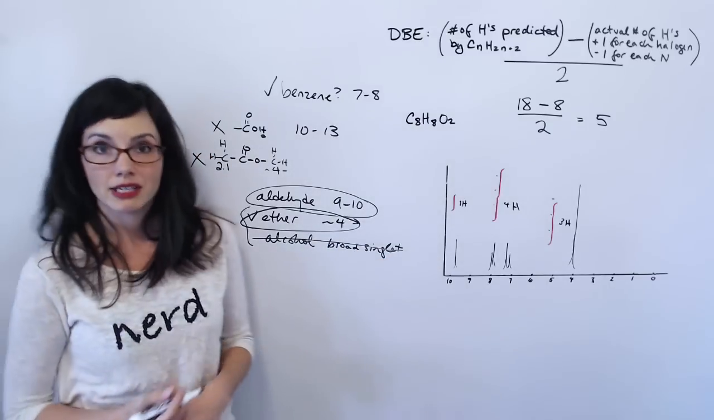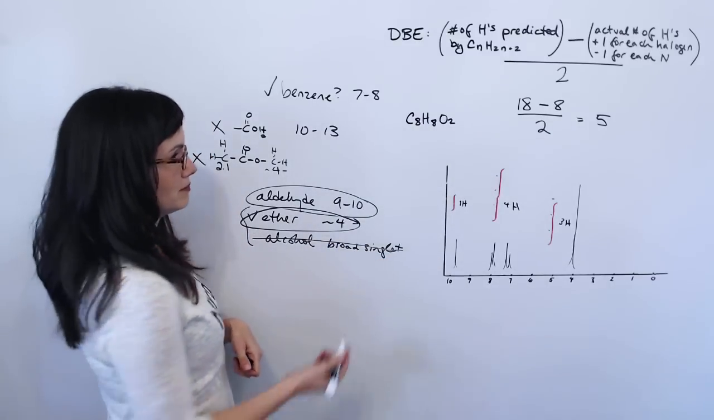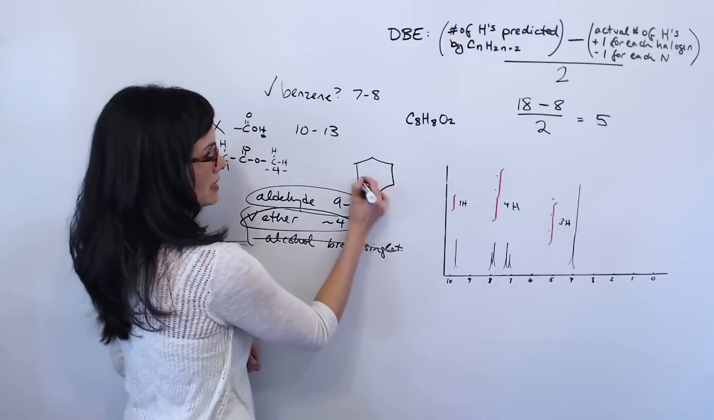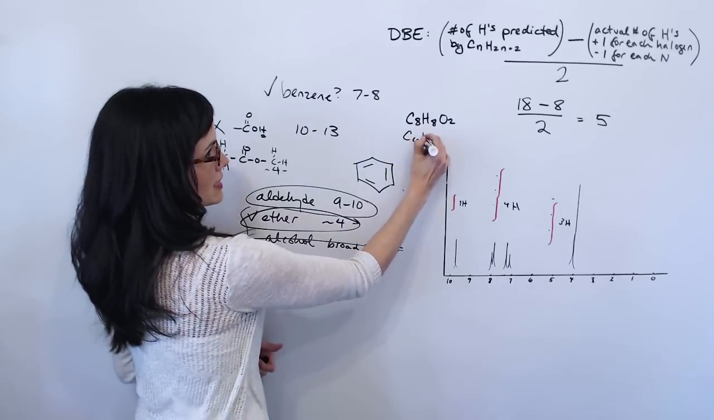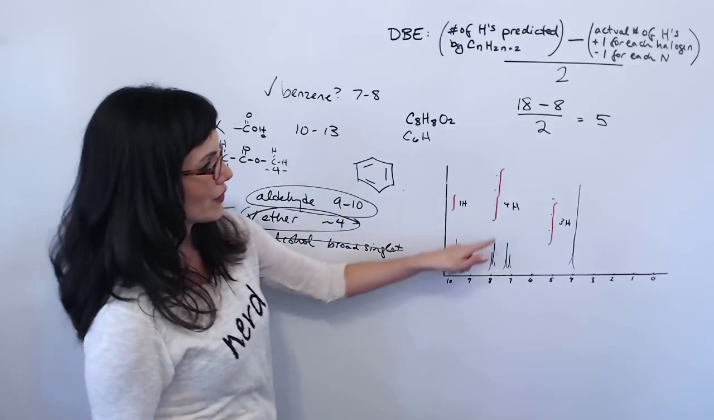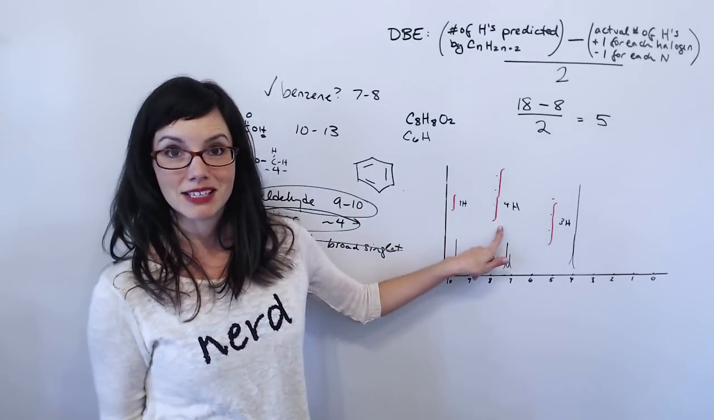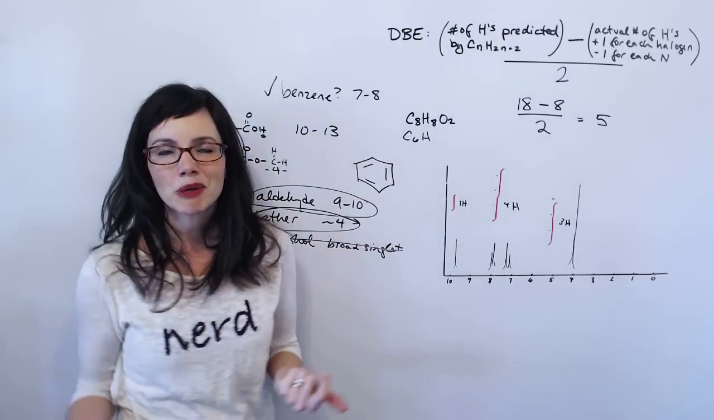So I'm pretty confident now that we do have an aldehyde, we do have an ether, and we do have benzene. So I can go ahead and put benzene here. That takes care of C6H what? Well, there are 4 protons on benzene. So that's going to be C6H4. Where do we want to put those protons?